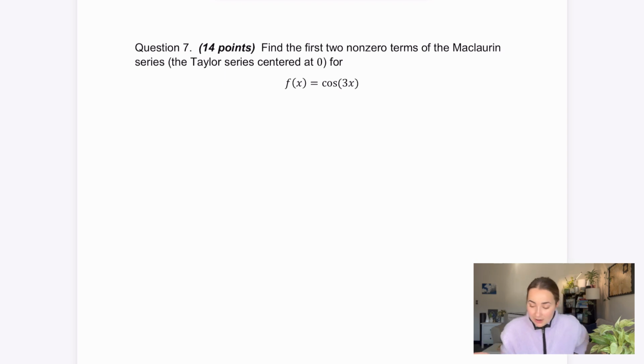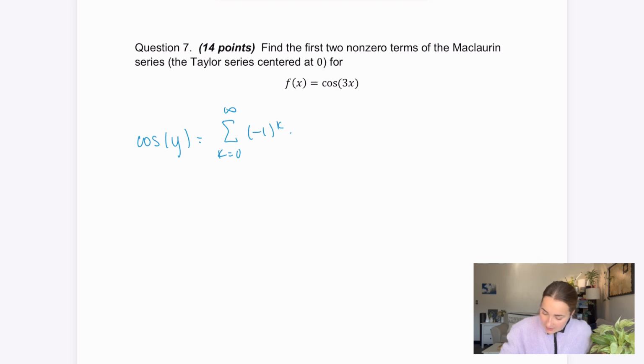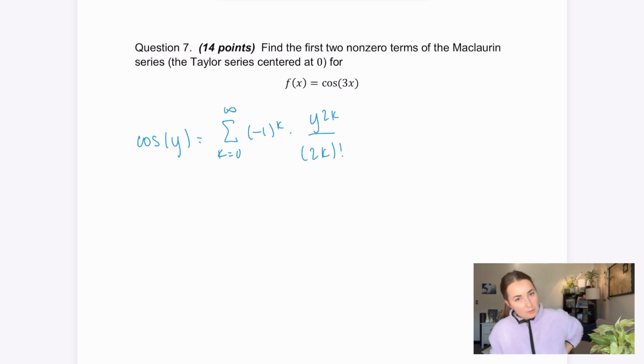This is going to be very helpful if you know the power series or the Maclaurin series for cosine. So I'm just going to write this out as cosine of y is equal to the summation k equals 0 to infinity of negative 1 to the power of k times y to the 2k divided by 2k factorial. I always remember the difference between cosine and sine because cosine is an even function, sine's an odd function. So here we get even terms.